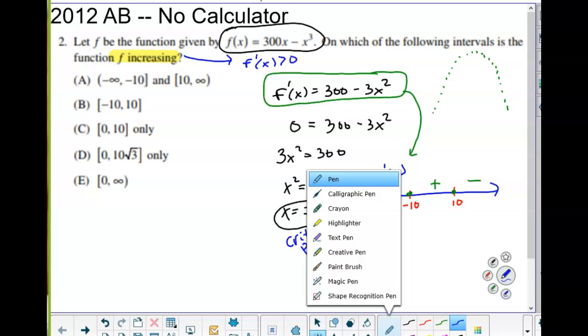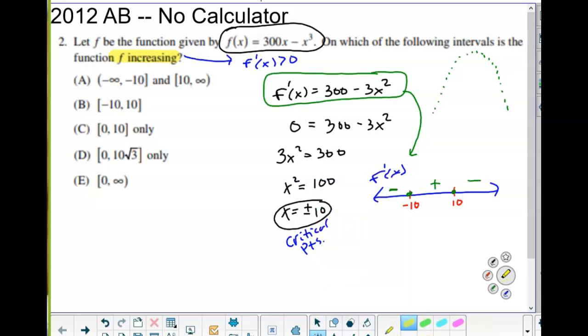Now, if you didn't like what I just did there, you could pick a value and plug negative 11 in here. You would see negative 11 squared is positive 121, times negative 3 is going to be greater than 300 in magnitude, so this would be a negative. Plug in 0, you get 300, which is positive. And then plug in positive 11 to check values. But when is f increasing? Anytime the derivative is positive. So we're looking at it from negative 10 to 10.